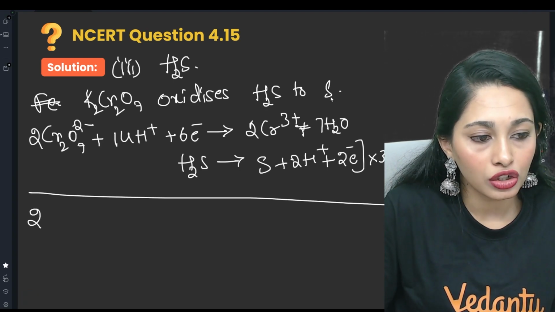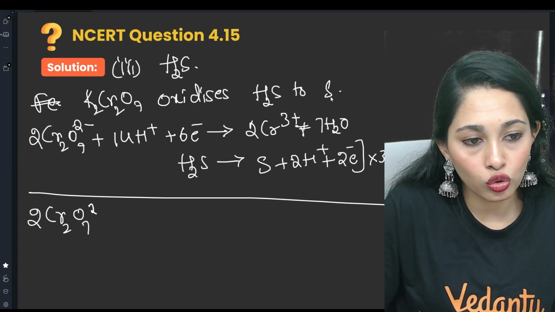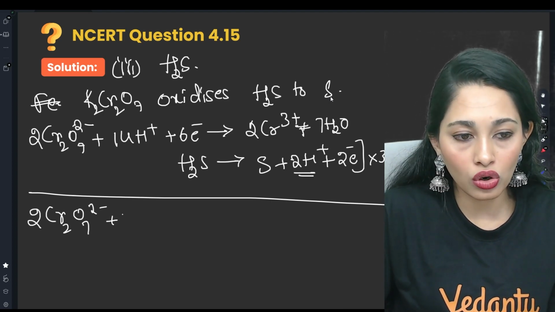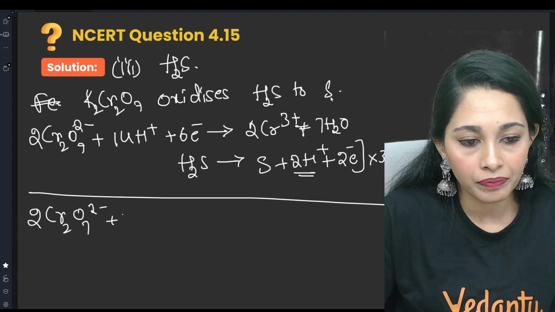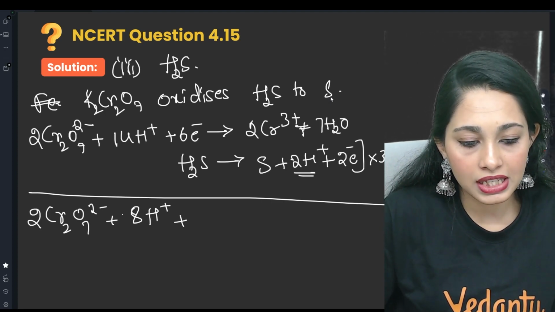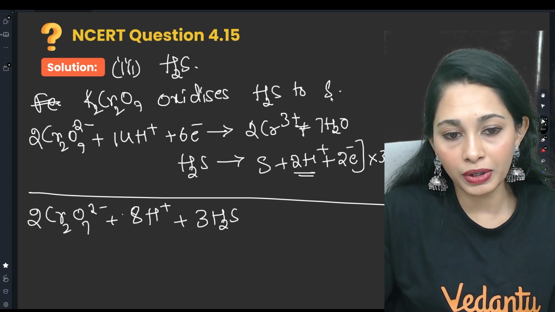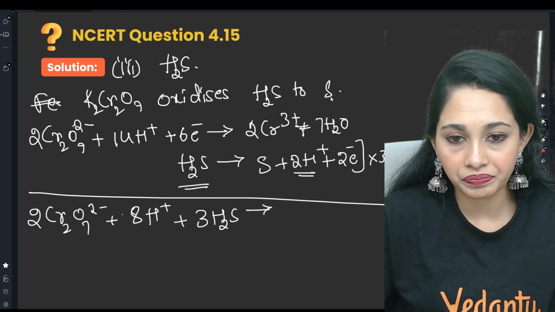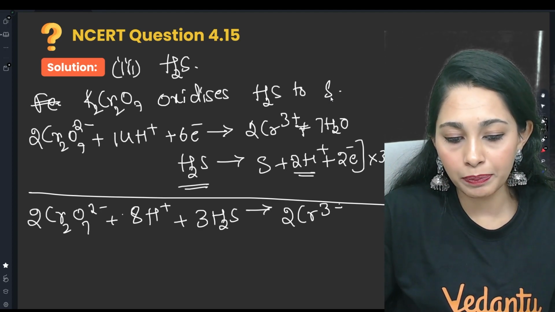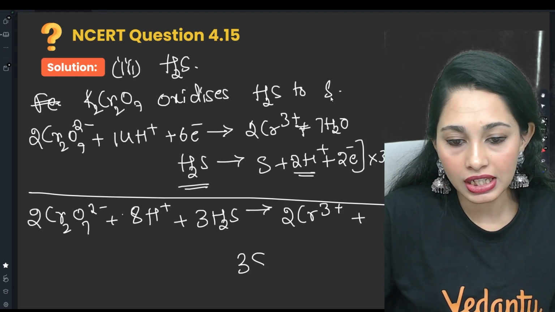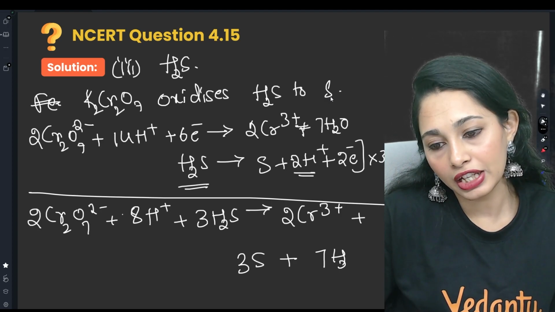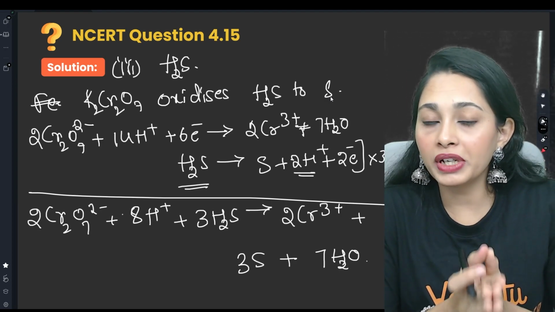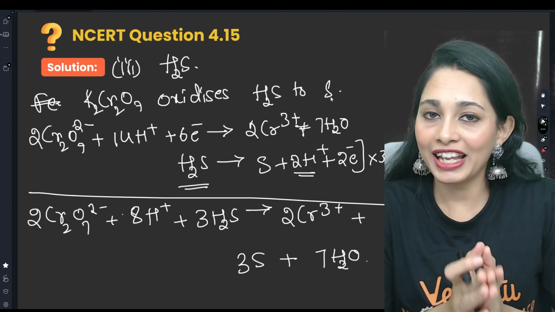Let's balance it. Cr2O7 2 minus, we have 14H plus. Here we have 6H plus. So if you subtract this, it will be 8H plus, plus 3H2S, because we have multiplied H2S by 3, giving 2Cr3 plus, 3 sulfur, and 7H2O. So this is the equation. So potassium dichromate is a very strong oxidizing agent.